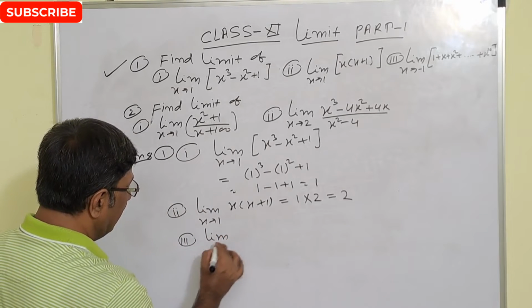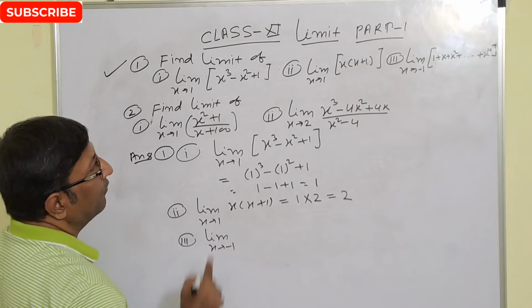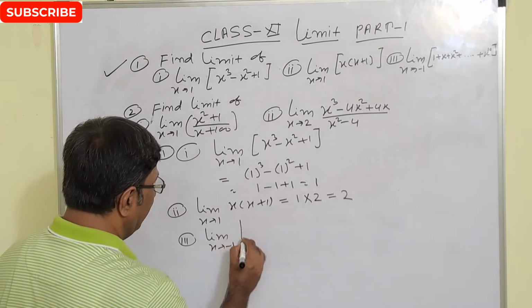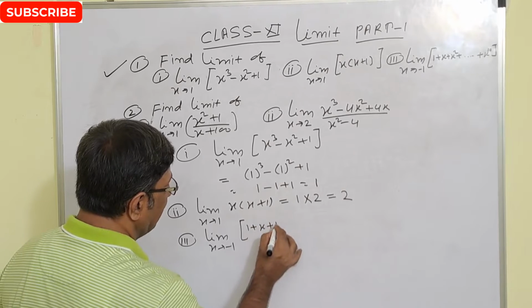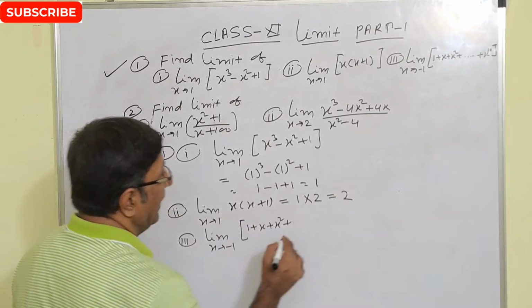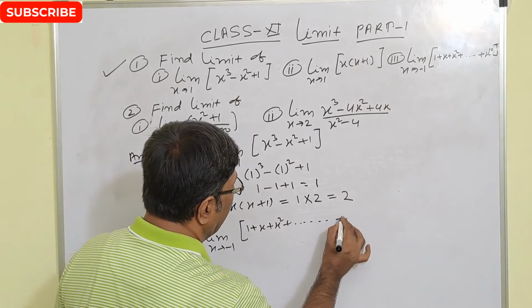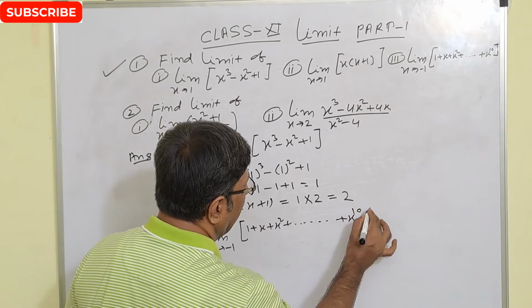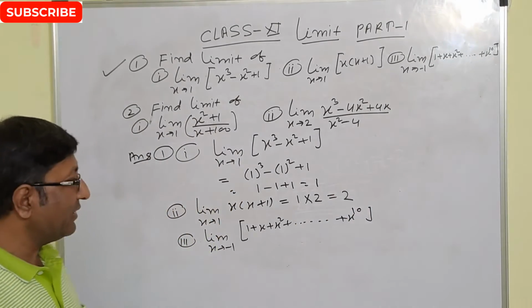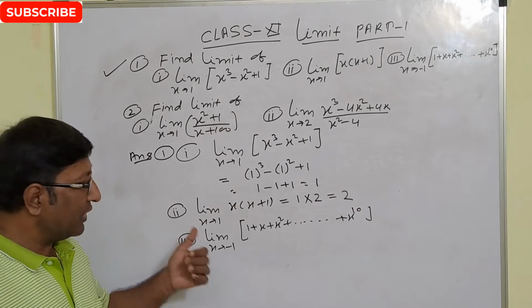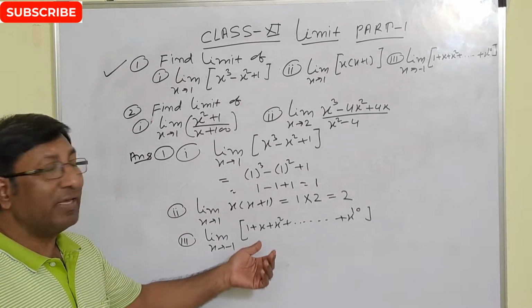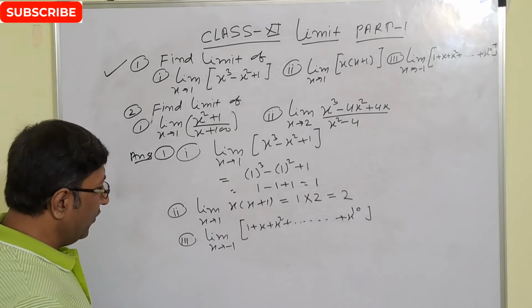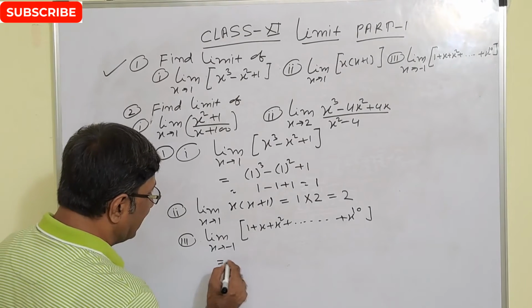So this is third question. Limit x tends to minus 1 and here 1 plus x square, and this is that is up to what? That is x to the power 10. So again here x tends to minus 1. So just put the value x equal to minus 1 in the given polynomial. So here what is the right answer?